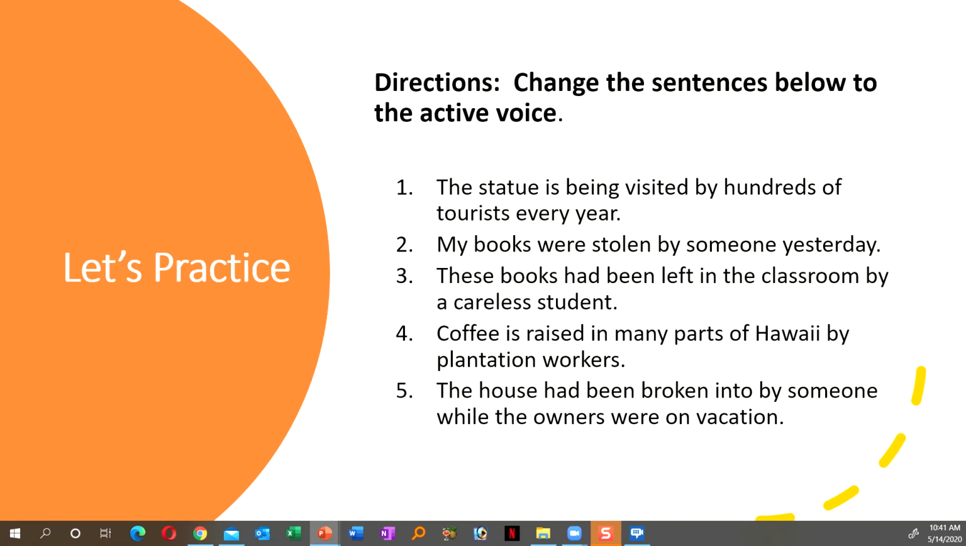There are at least three ways you can rewrite this sentence into active. Well, I want you to stay in the same tense and use the same words, right? So the first one given to us was hundreds of visitors visit the statue every year. So say that in a different way.